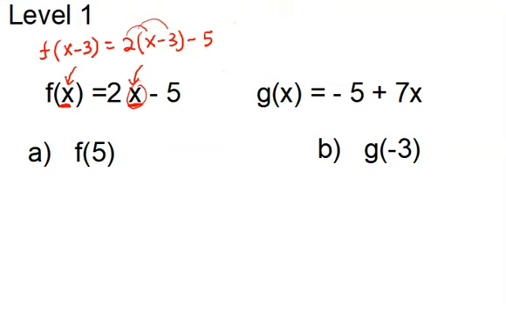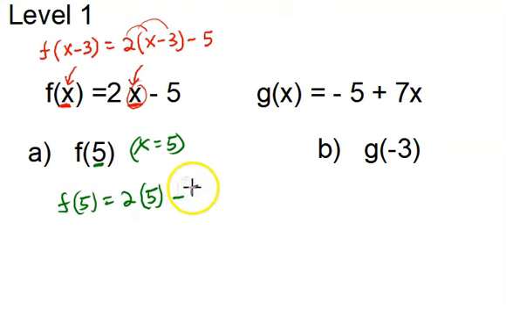Okay, now let's say there is a value here, so the value of x is 5. So you just have to substitute. Here you'll be getting 2 multiplied by 5, minus 5. So you get 10 minus 5, and your answer here will be 5.